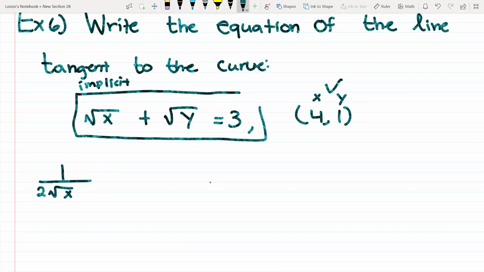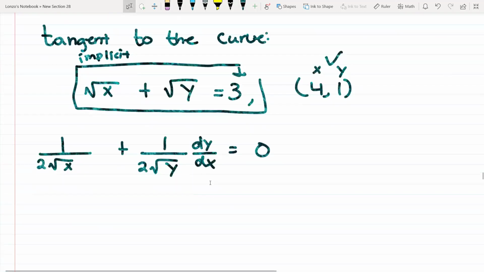Now, what about the square root of y? What is the derivative of square root of y with respect to x? It's just 1 over 2 square root of y, and then you do have to put dy dx. On the right side, the derivative of 3 is 0, because the derivative of a constant is 0. So what we have to do is solve for dy dx. If you want, you could just plug in your coordinate now to make it easier. Let's see if it does make it easier.